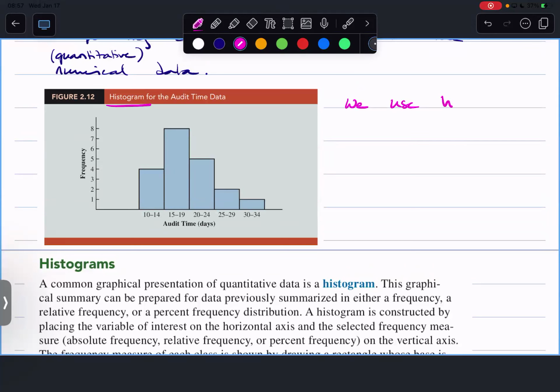We use histograms to visualize the distribution of a quantitative variable. There, I did it.